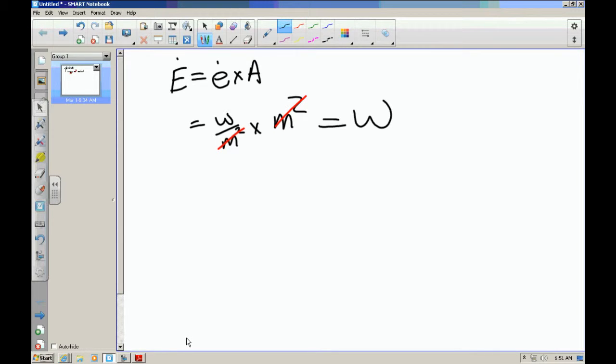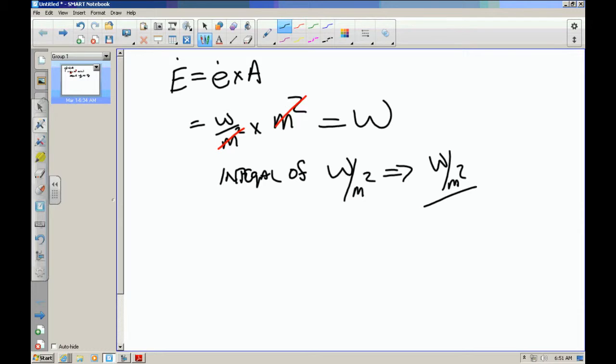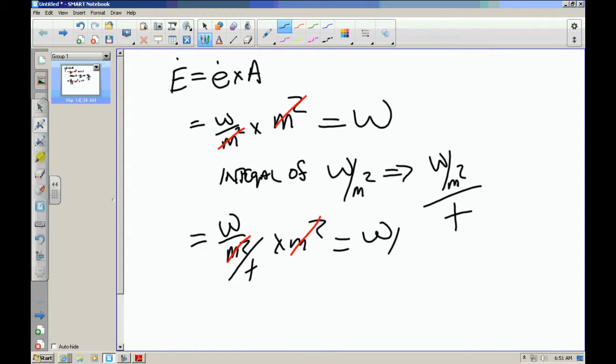So when you take the integral of watts per meter squared, you end up with watts per meter squared over time. And then the meters squared will go watts per meter squared per time times meters squared, and we cross out that and cross out that, and we end up with watts per time, which is what the dot is asking. Okay, next question.